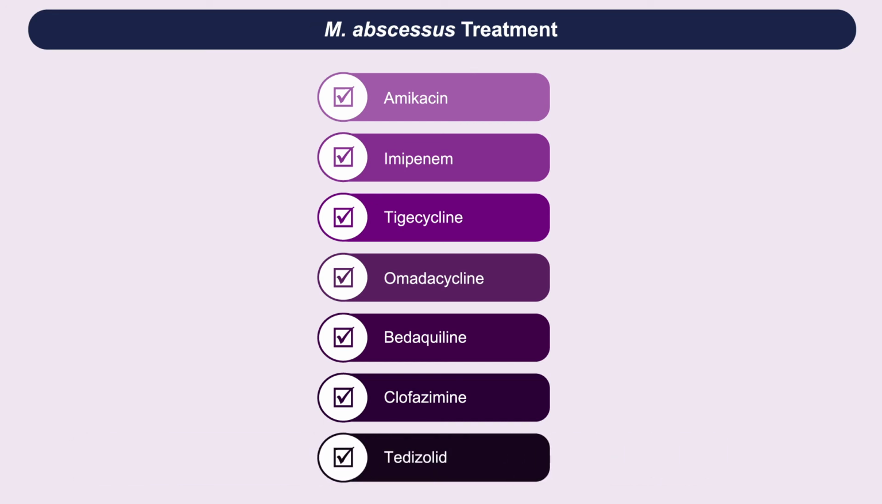Tedizolid, sometimes we reach for, usually MICs for tedizolid are much lower than they are for linezolid. So if you're going to use a drug from that class, I think tedizolid is probably your best bet. And again, the treatment of this entity really depends on whether or not that erm gene is there and if it's active. If they have macrolide susceptibility, true macrolide susceptibility, then of course using a macrolide is very important in these individuals and associated with higher treatment success.